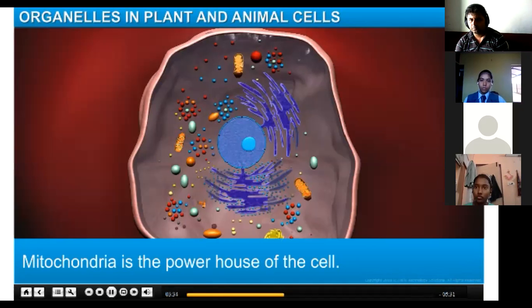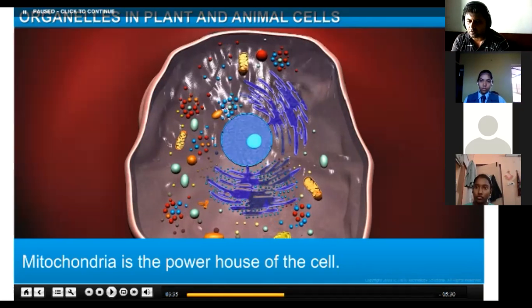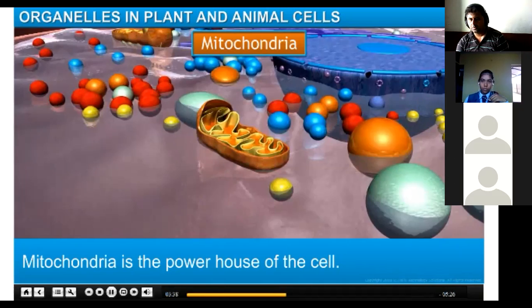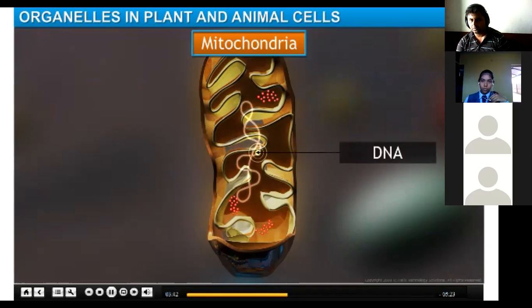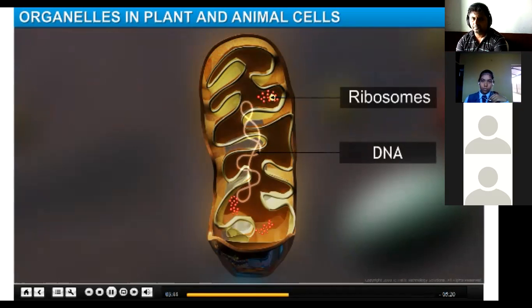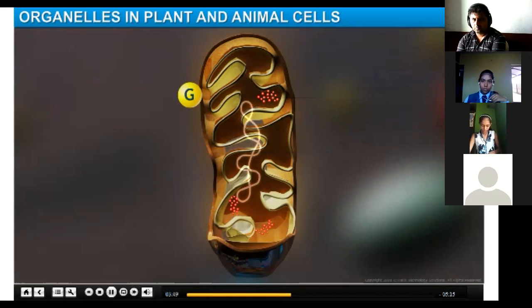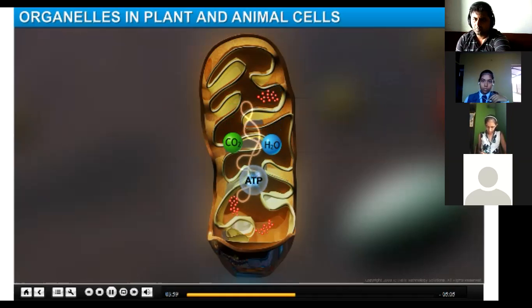This is the powerhouse of the cell. Which is the powerhouse of the cell? Mitochondria. They have their own DNA and ribosomes to synthesize respiratory enzymes. These enzymes oxidize glucose molecules to produce energy in the form of adenosine triphosphate or ATP. This energy is used for chemical activities and mechanical work.